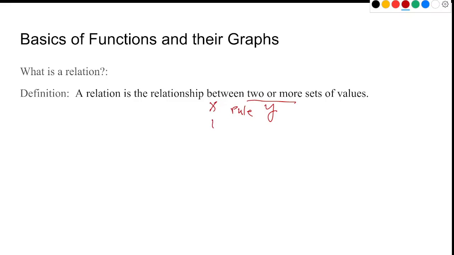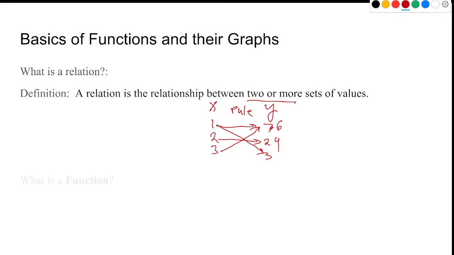So we might have the numbers 1, 2, 3, and the output values could be anything, 7, 6, 24, 3. And there's some kind of a rule that will match each input to an output, and sometimes we could have more than one, but any kind of setup like this is a relation.